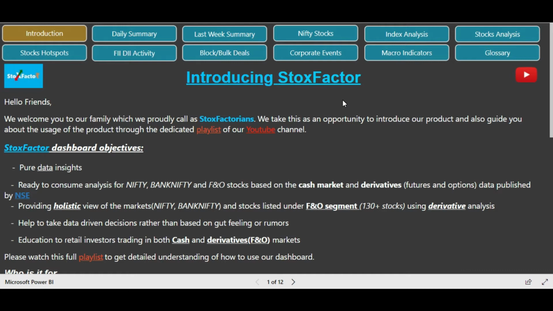So friends, we are in the dashboard now, and we'll quickly jump to the stock analysis page. As I mentioned, we are going to analyze the option chain OI data for the stocks, and how you can analyze the stocks and the trend of the stocks using the option chain data. So I will quickly jump to that. You can click on the tab above to go to the stocks analysis page.